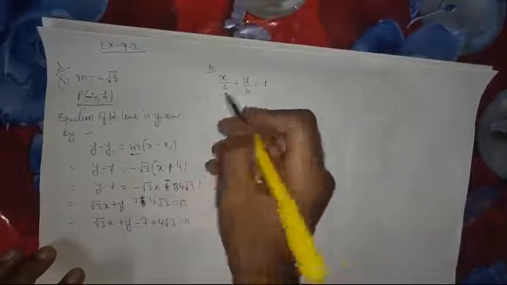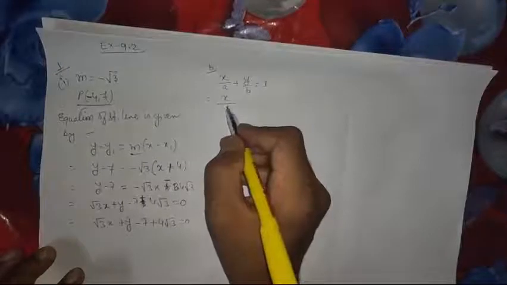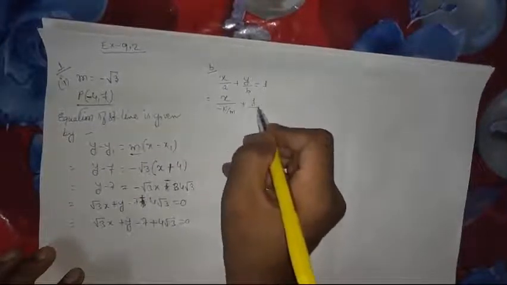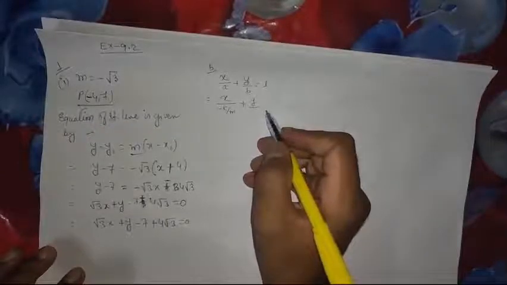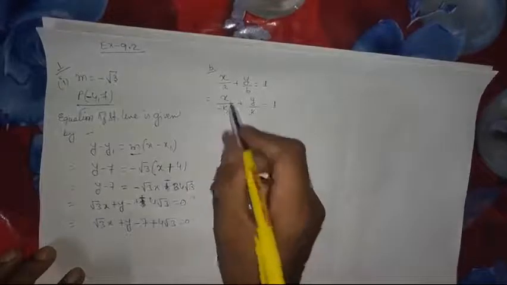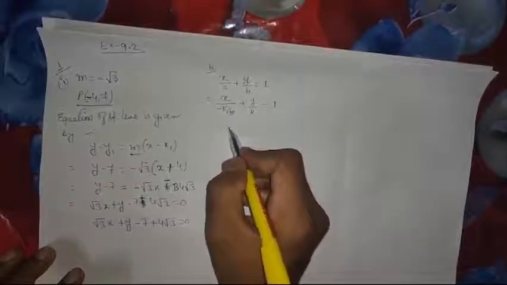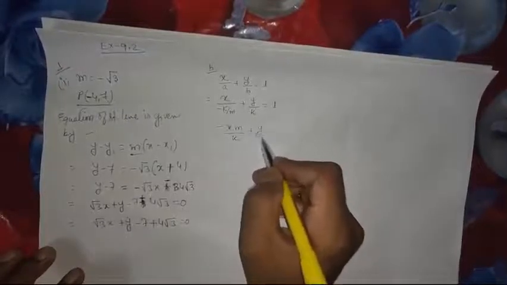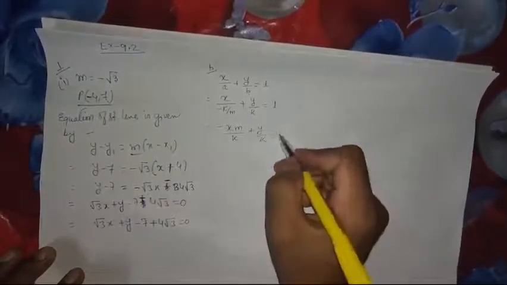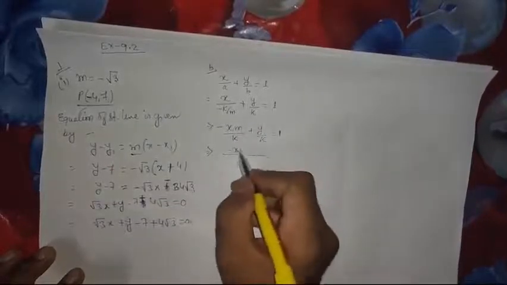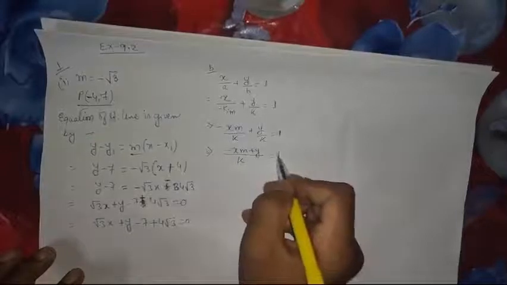I'm just showing one step: x by a, how much is a given? a is given as minus k by m, plus y by b. How much is b given? The value of b is given as k, equal to 1. I guess now you can do it: m will go there, minus x m by k, and y by k is equal to 1. After this you can do it, right? Just take out the LCM like this: k minus x m plus y is equal to 1. Now I will not do more, just arrange this and solve it out.